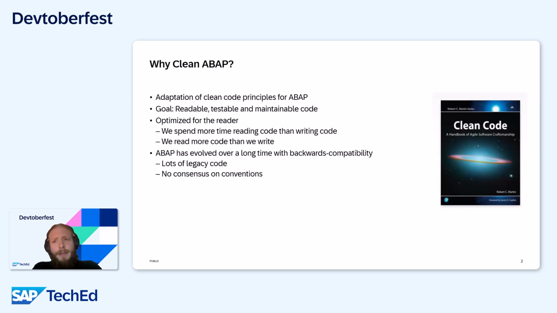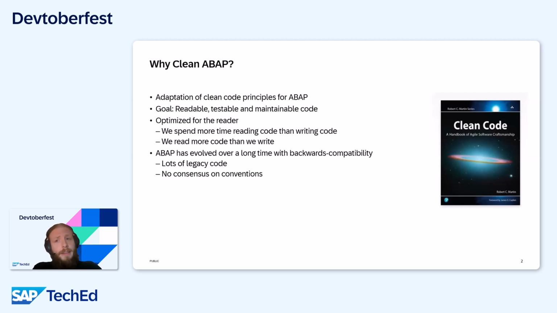So what's special in ABAP compared to other languages? ABAP has evolved over a long time. I mean, that's not that special compared to other languages, but it has also an extreme focus on backwards compatibility, in the sense that ABAP code that was written 30 years ago typically still runs without issue today. It's not always 100% true, but it's true in the vast majority of cases. And so this means we have lots of legacy code if our organization is old.